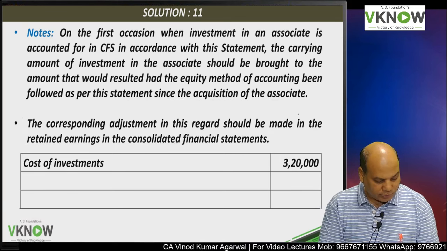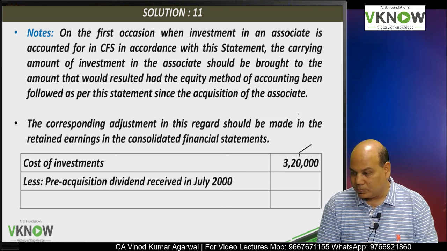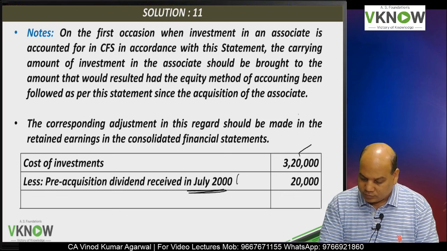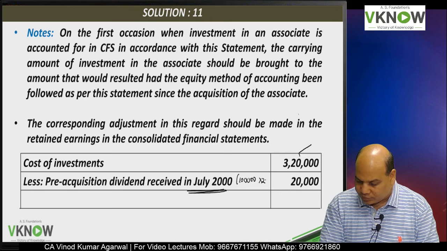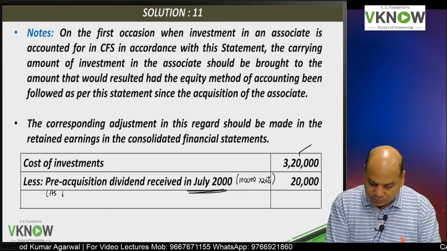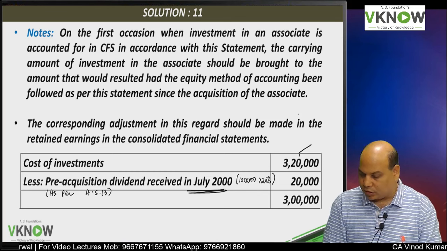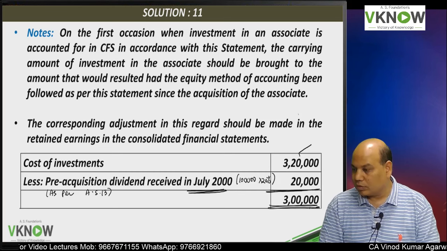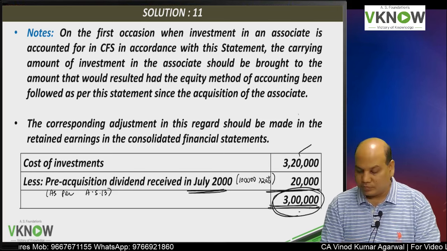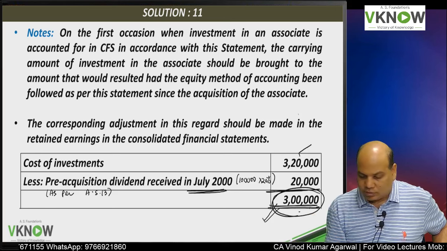Cost of investment, first line of the question, 3,20,000. Out of that, we need to adjust pre-acquisition dividend received in July 2000. In July 2000, we have received 1 lakh into 20%, but that is as per AS-13. This is as per accounting standard 13, and therefore the net cost of acquisition is 3 lakh. So my book value will be 3 lakh and I will continue to show this amount in the books because earlier I was not following AS 23.